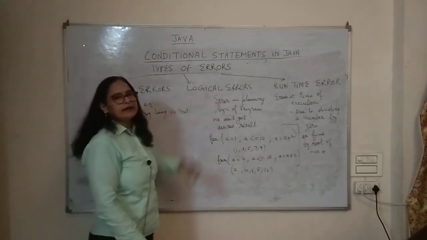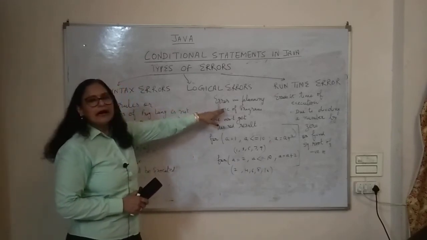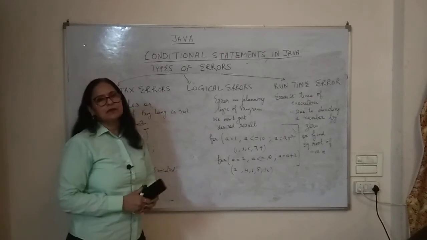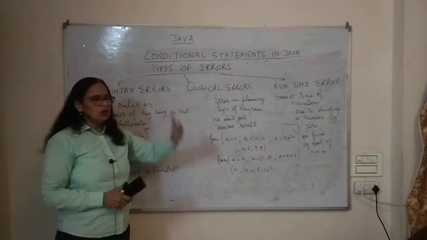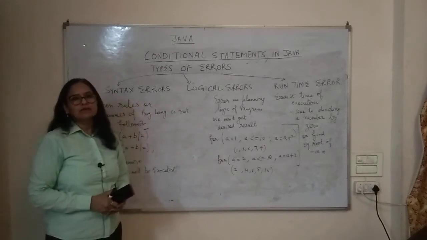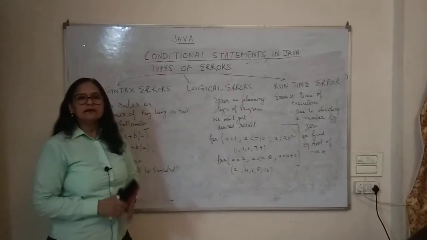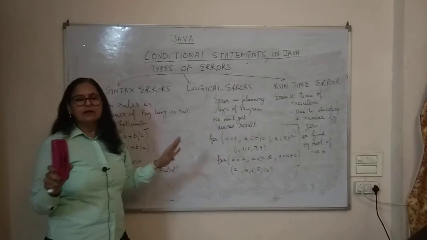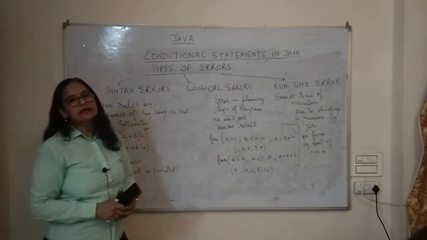Second is logical error. My dear friends, logical errors are the errors in the logic of the program. We know that the programmer always has the logic before him or her, before writing the program. So if the logic is wrong, the compiler won't give any error. The compiler will show you the result, but the result will be incorrect.